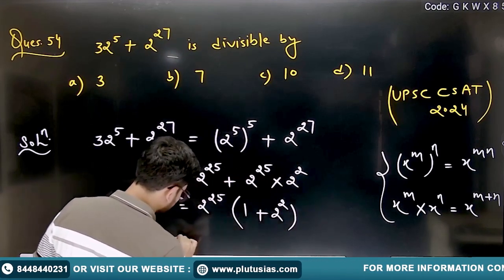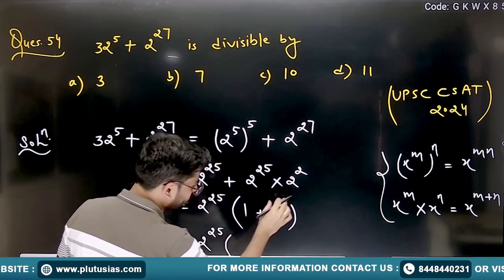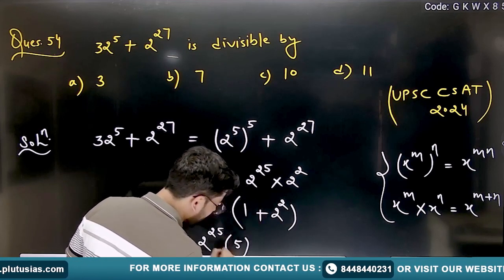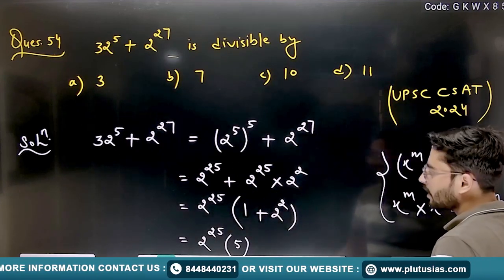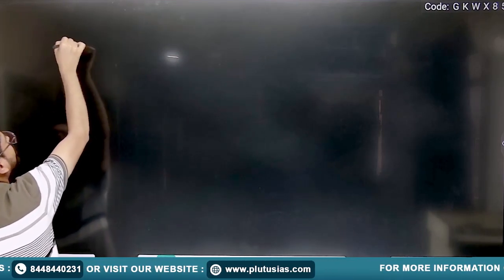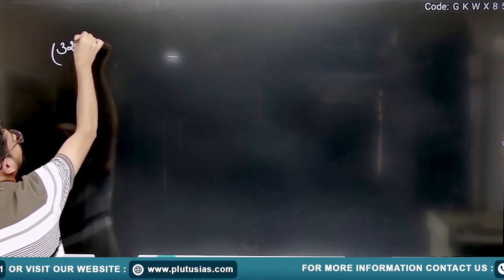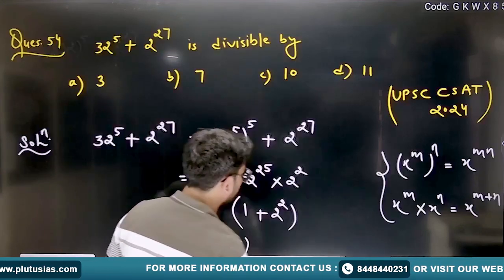And this thing is 2 power 25 into 2 power 2 plus 1, that is 5. So if you check, what will this become? 2 power 25 into 5. So 32 power 5 plus 2 power 27, that is my original question.